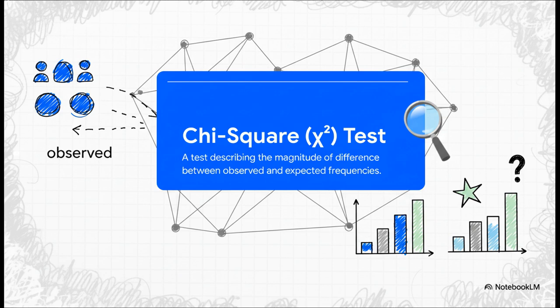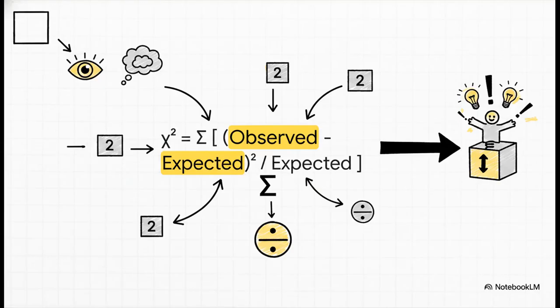In a nutshell, it tells us if the patterns we're seeing are real and statistically significant, or if they're probably just a fluke. Now, don't let the formula scare you. The idea behind it is actually really simple. For every single cell in our table, it finds the difference between what we saw and what we expected, squares it, and then scales it a bit. And then it just adds up all those little surprise scores to give us one grand total chi-square value. A bigger value means a bigger surprise, a bigger gap between reality and chance.